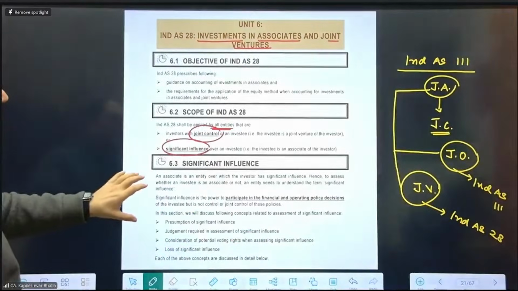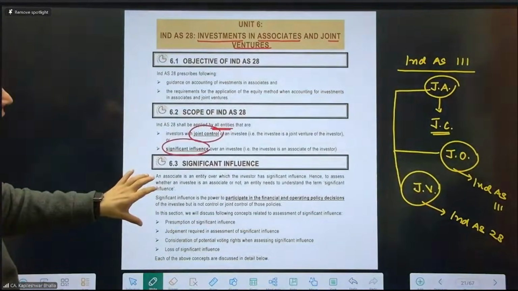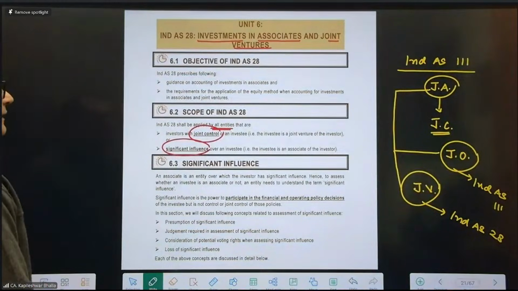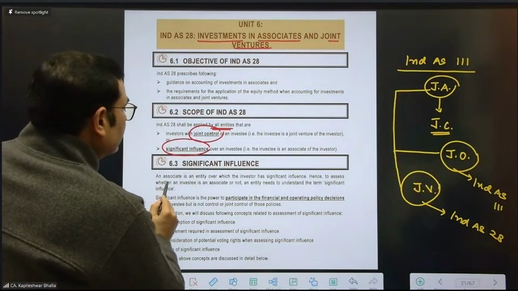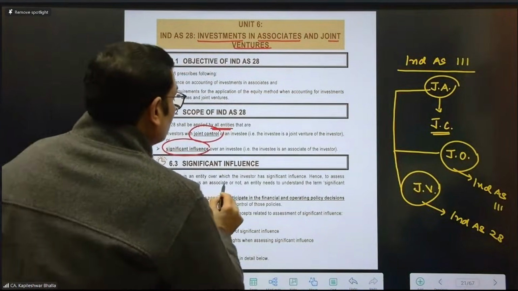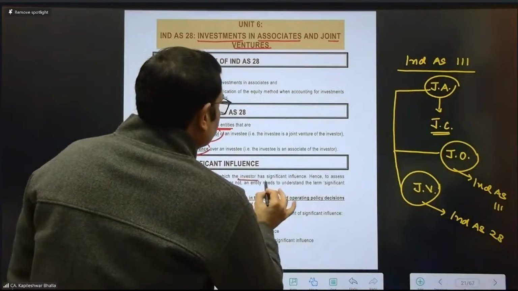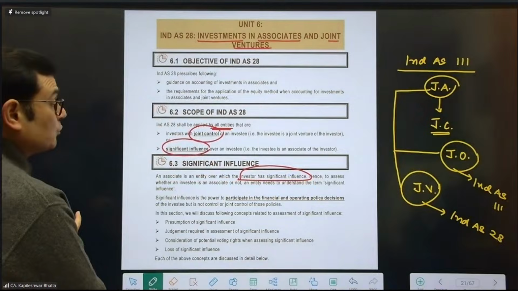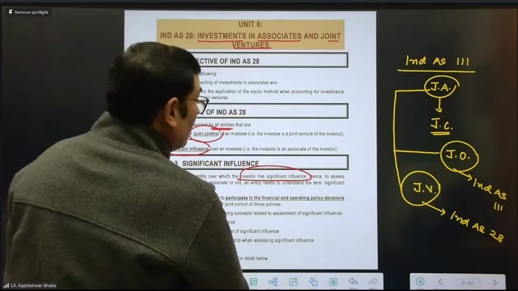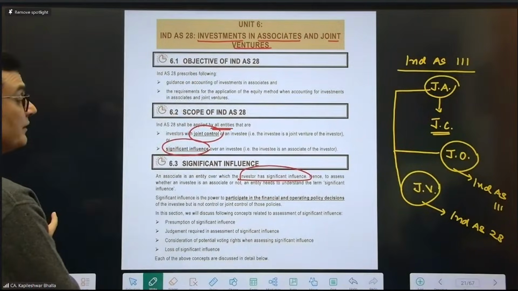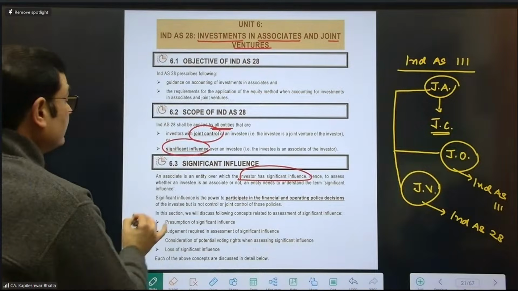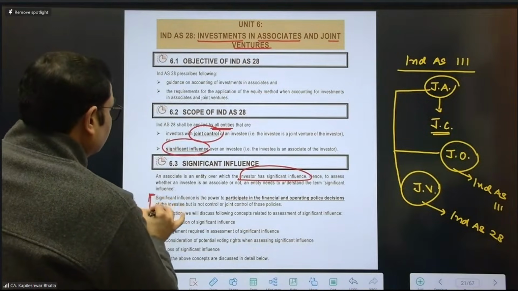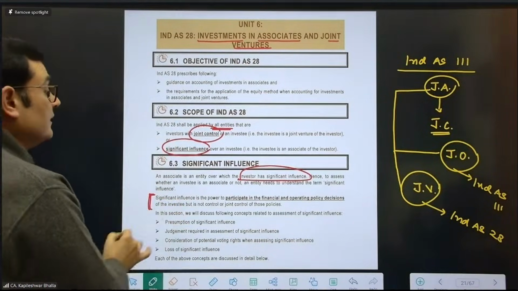Now, let's come to the concept of what is a significant influence in this case. It says an associate is an entity over which the investor has got a significant influence. Hence, to assess whether an investee is an associate or not, we need to understand what is a significant influence. Now, see the definition contained in Ind AS 28.